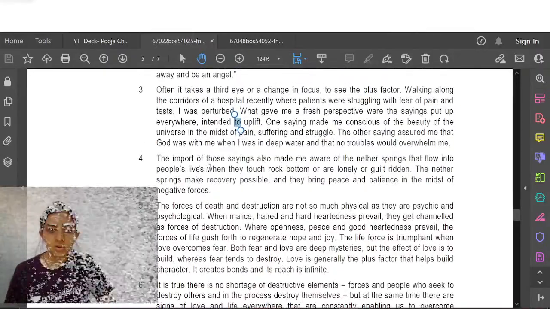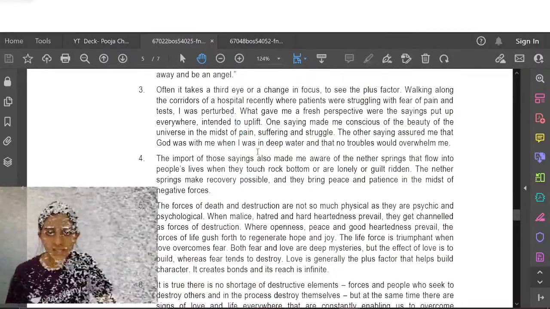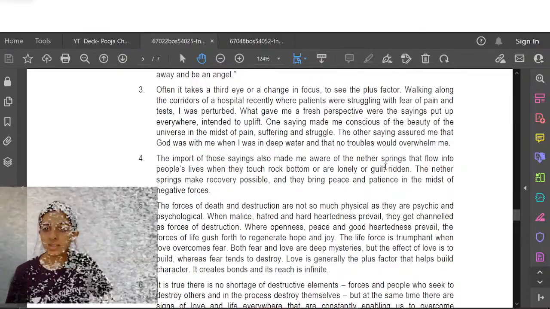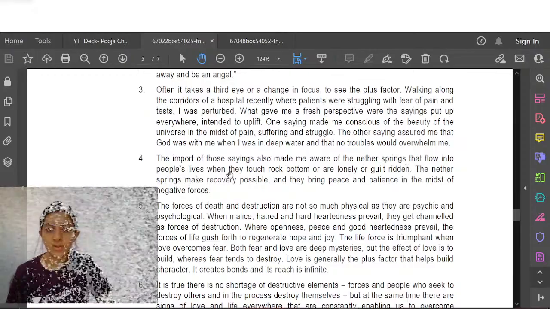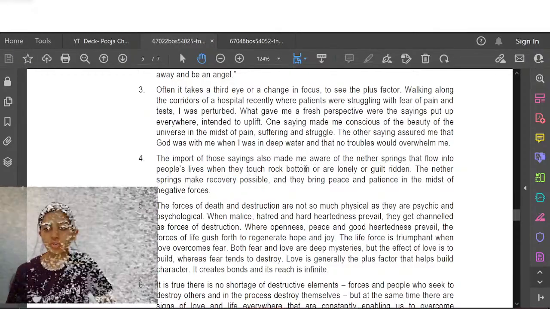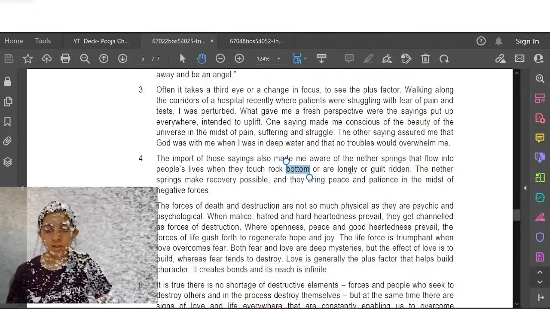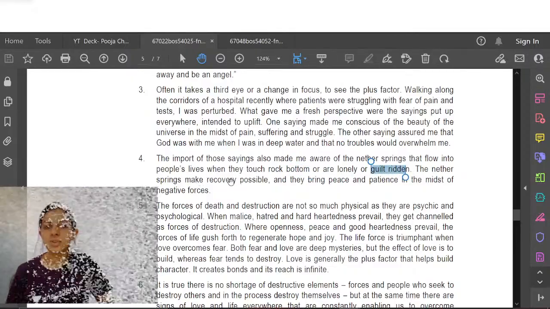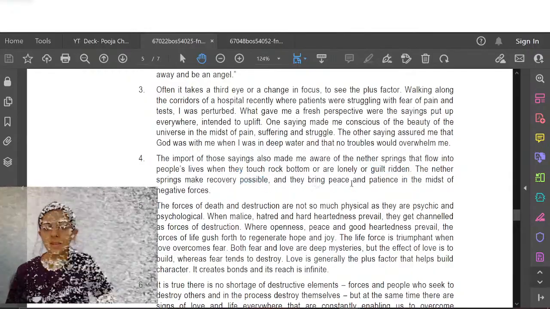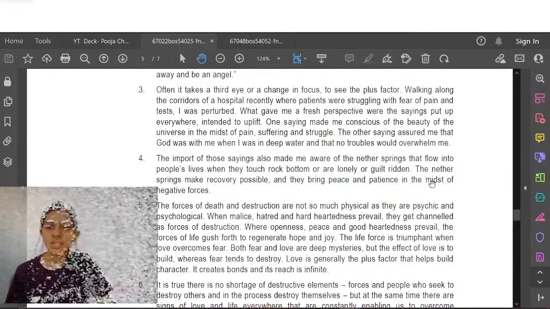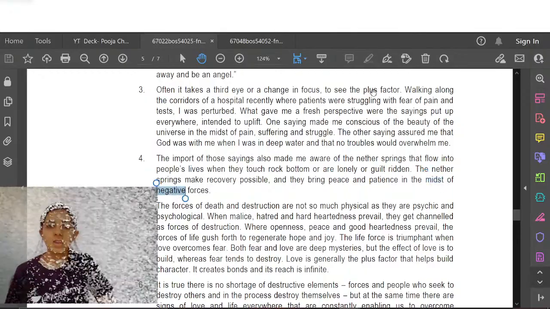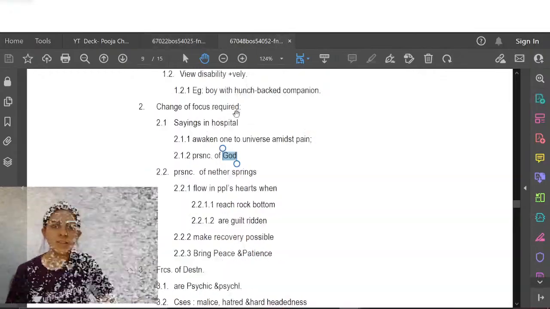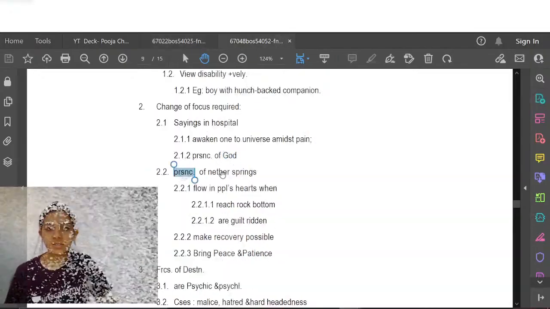The import of these sayings. Okay, so sayings, it is continuing. The import of these sayings also made me aware of nether springs that flow into people's life when they touch rock bottom or are lonely or guilt-ridden. The nether springs make recovery possible and they bring peace and patience amid negative forces. So two things. One is the good saying and second is the nether springs. When I speak of nether springs, see, presence of nether springs.